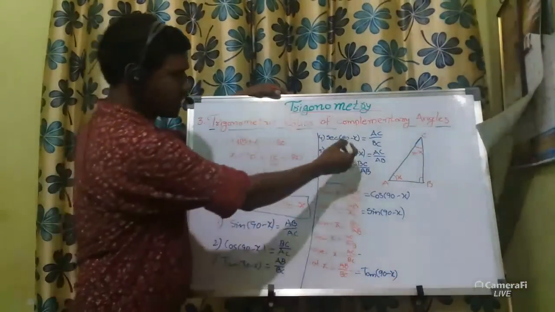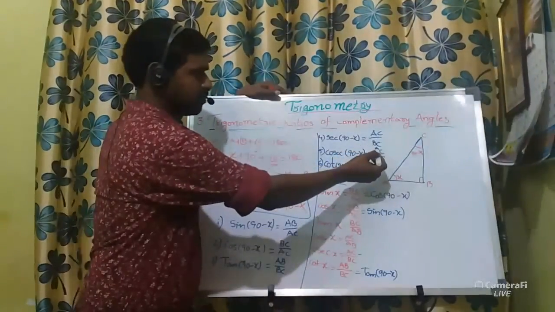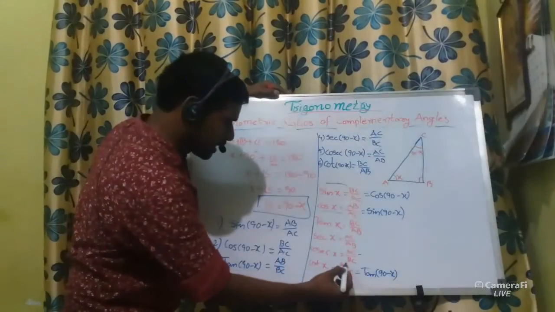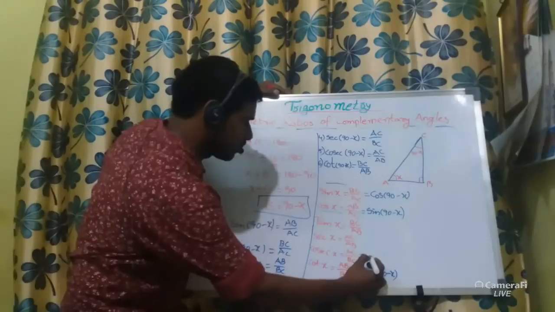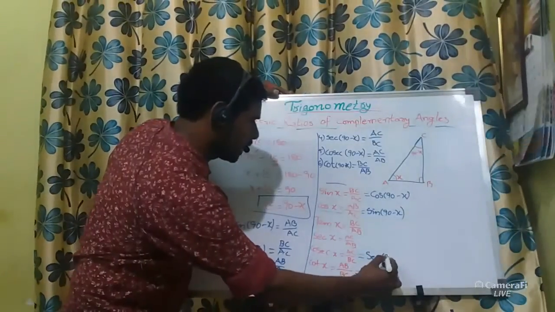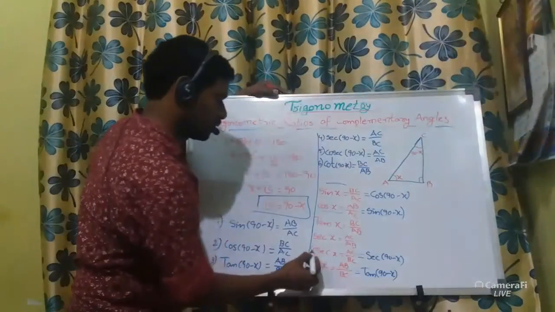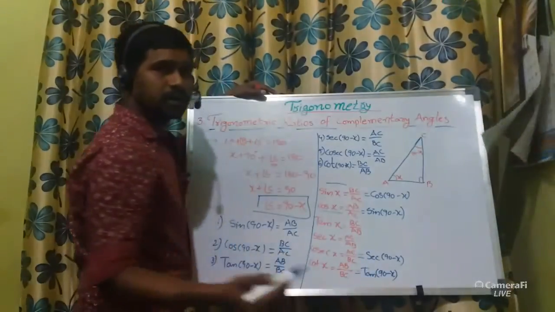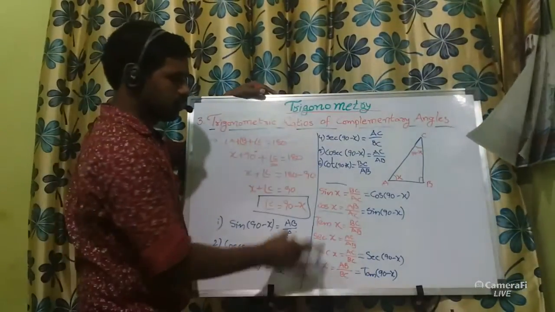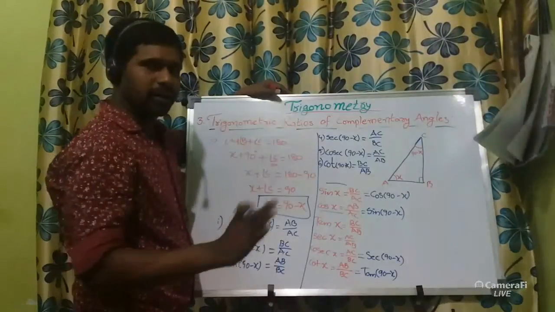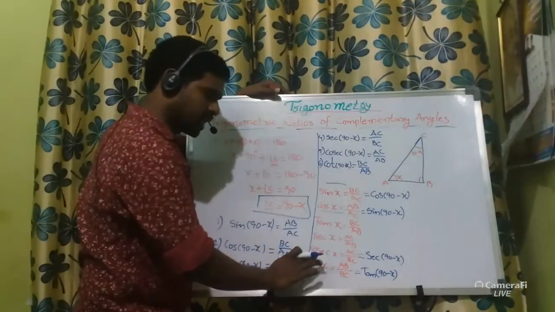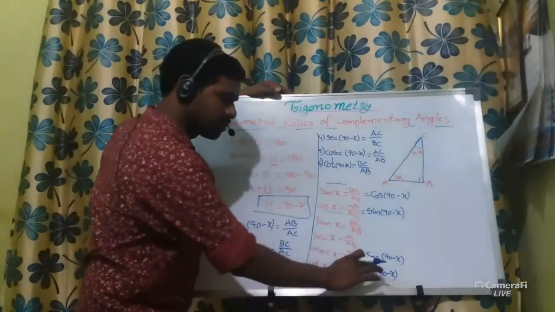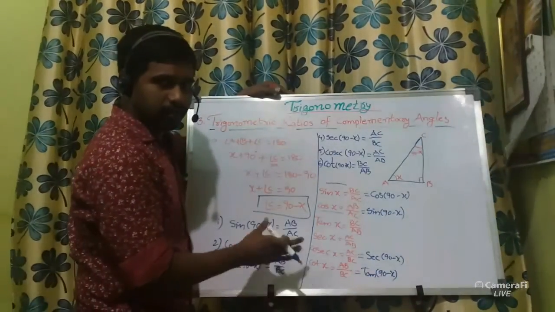And next one is secant 90 minus x, which means AC by BC. Here the cosecant x is AC by BC. So secant 90 minus x is equal to cosecant x. Because of exercise 3, all the problems are based on these formulas only. We have to convert any one. If cosecant x is given, we have to convert it into secant 90 minus x, or cosecant x is replaced by secant 90 minus x. So we have to remember this formula.